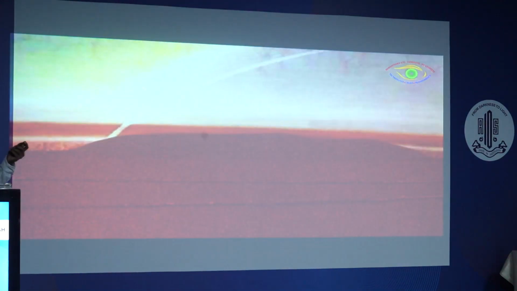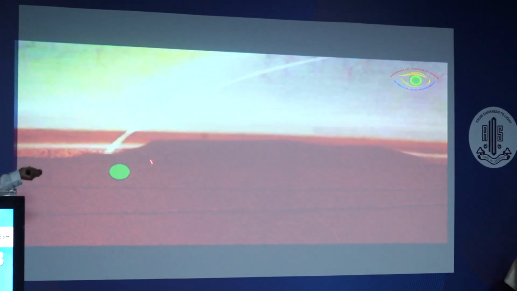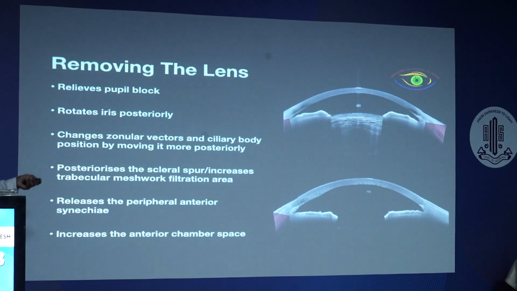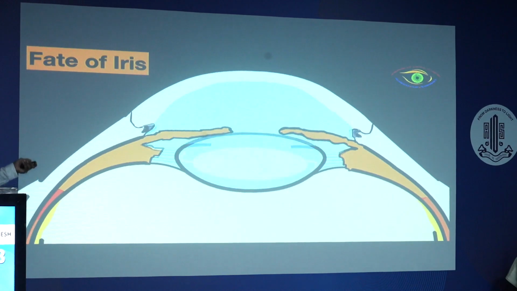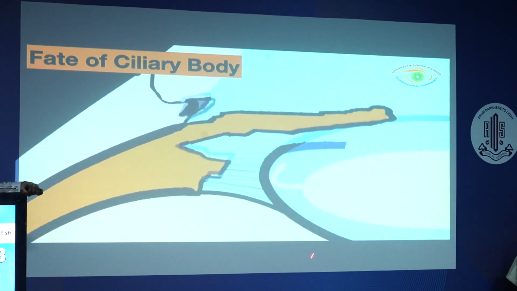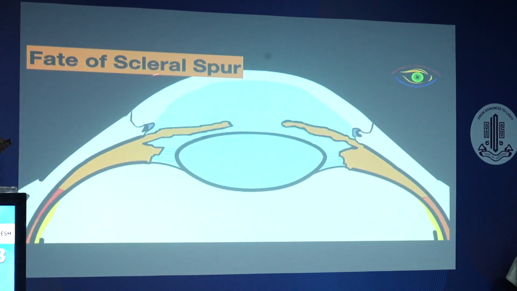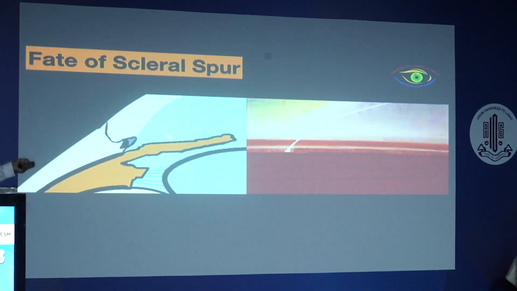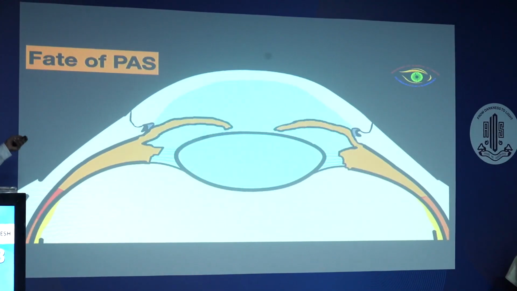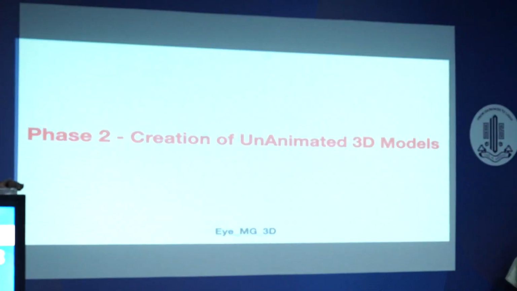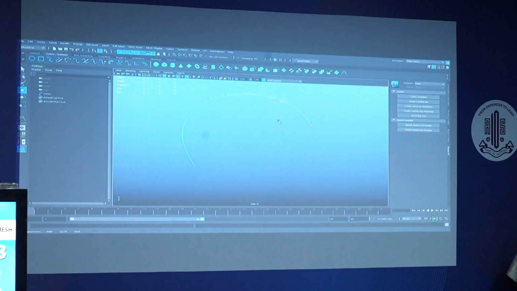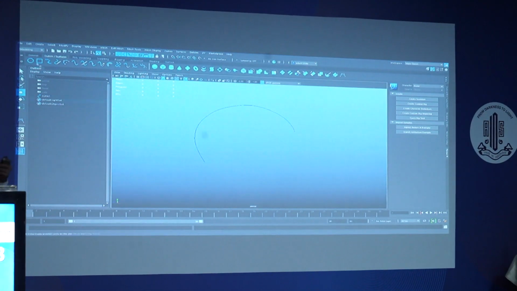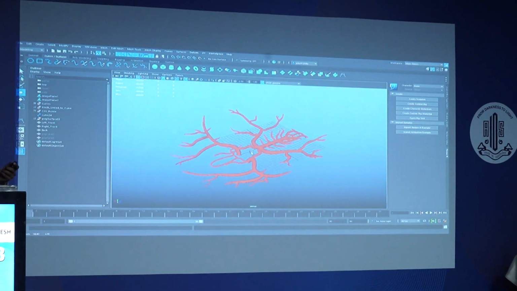ALPI, argon laser peripheral iridoplasty, how does it happen? These are things that we don't need to mug up. In cataract, simple cataract extraction, how the iris falls back, how the ciliary body falls back after lens extraction because of the iris plateau diaphragm shifting backwards, how the scleral spur falls back, how there is a breakage of peripheral anterior synechiae. So the more we started making animations, the more we felt that we needed to make the unanimations, which was the second part of our journey.